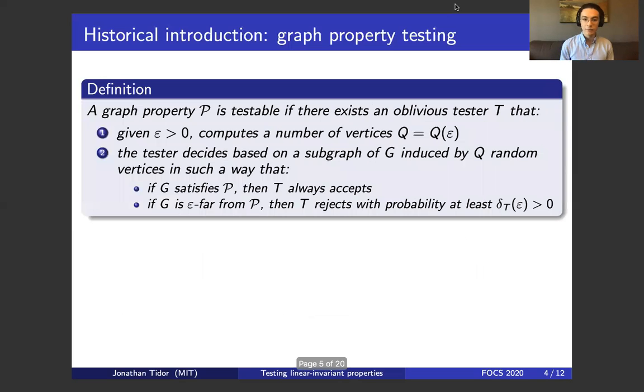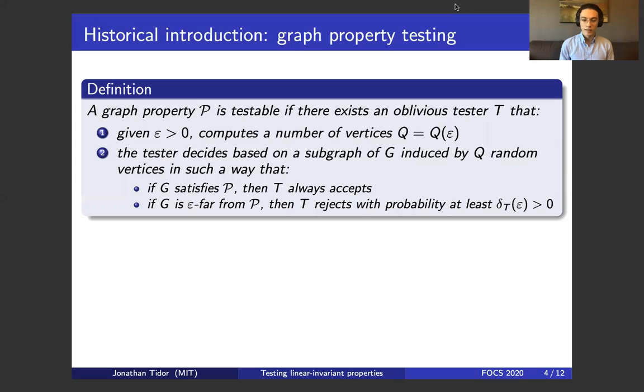So in general, we'll say a graph property is testable if there exists a tester that works somewhat like the Ruzsa-Szemerédi tester for this property. More specifically, the way the tester works is it's given the error parameter epsilon, and from this, it computes a number of vertices q, which is allowed to depend on epsilon. Then the tester is given oracle access to a random induced subgraph of the input graph on q vertices. Then looking at this small subgraph, the tester needs to decide whether or not the original graph satisfies the property.